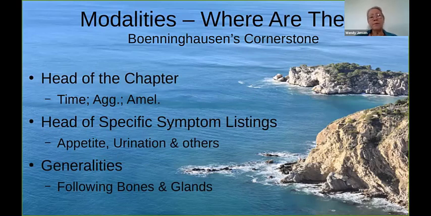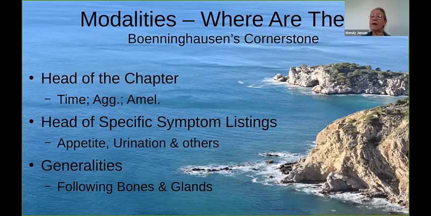Now, like Dr. Pitcairn said, Boenninghausen's cornerstone were modalities, and they're really helpful when working with animal symptoms, because we don't have a lot of the information that humans can give us when we're sharing our story to each other. We have to look at their behavior. We have to look at their body language. We have to look at, do they not want to go outside today? What is it about today that's different? Is it weather? Is it something they did yesterday that they don't want to do again? So you're looking a lot for the modalities. That can really differentiate the remedies for you.